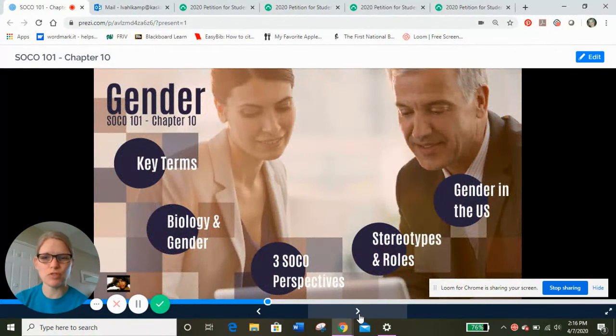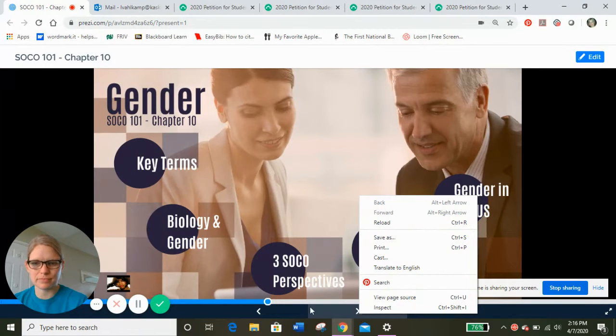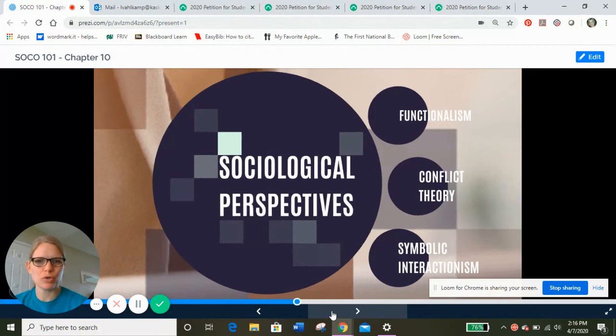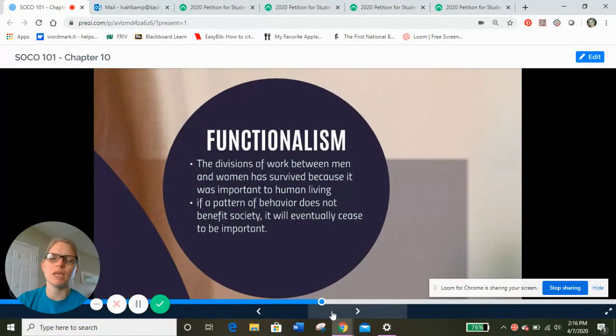Okay, so let's move along and talk about gender and the three sociological perspectives. Those perspectives, they always come back to haunt us every single chapter. So, first, we're going to talk about functionalism. Functionalism really looks at the division of labor and the divisions of work between men and women.